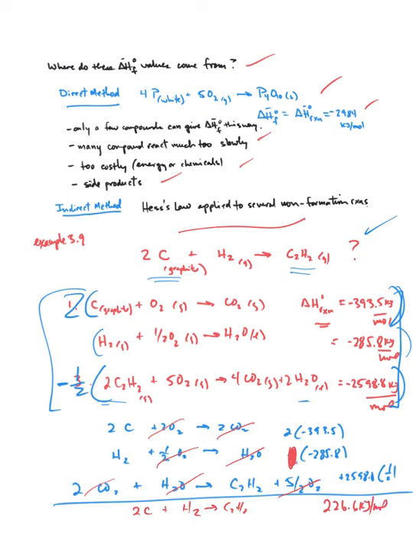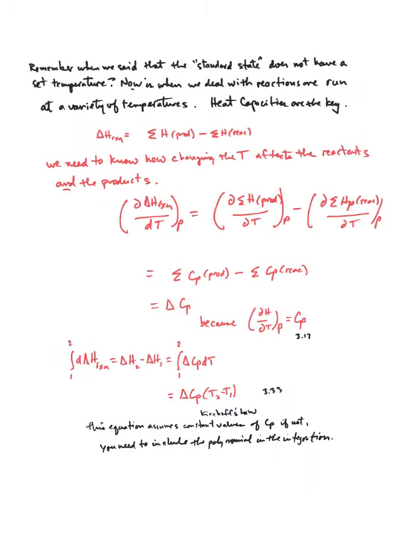I'll leave it to you to do some other examples that I didn't do and put those in the email. You know what? I've got one more slide that I'll go over briefly. Remember when we said that the standard state doesn't have a set temperature? So now is when we're going to deal with reactions that are run at other temperatures. Heat capacities are the key to this.